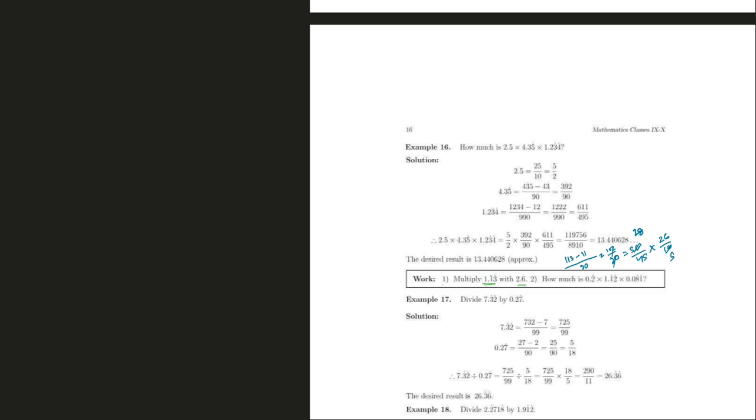Sorry, 11 is because 1 and 1 is not repeating. There's a repeating cap over here, so that's 11. And here's 90 because of this only 1 repeating and 1 non-repeating after the decimal. We go on and go on.